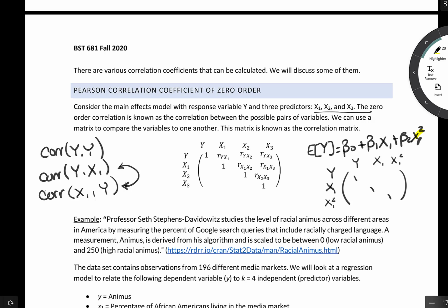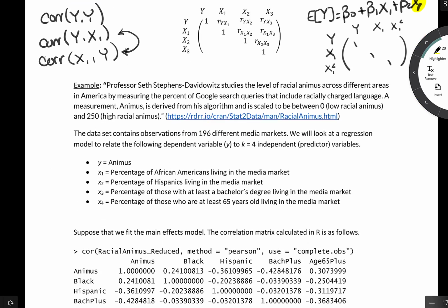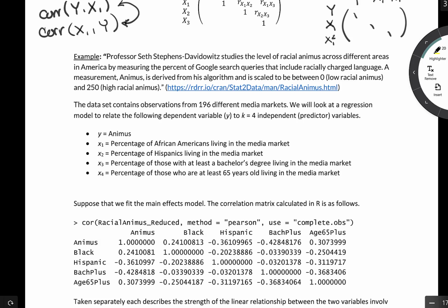We can do it when we have functions of variables as predictors. Alright, so let's look at an example. This is an example that we've seen before.